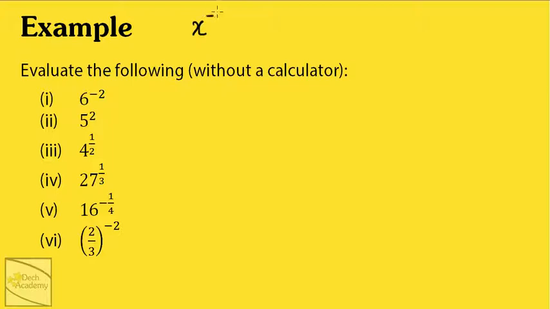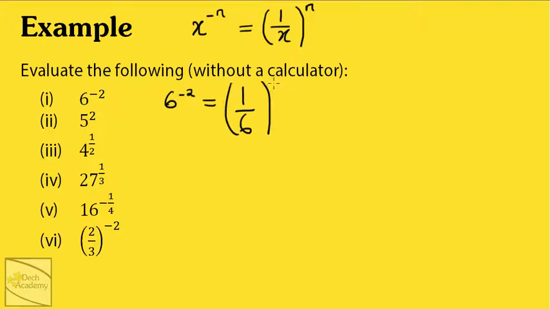X to the power of minus n is equal to 1 over x raised to the n. So in this case, 6 to the power of minus 2 can be written as 1 over 6 all raised to the power of 2, which means that this is 1 squared divided by 6 squared, which is 1 over 36. So the answer is 1 over 36.